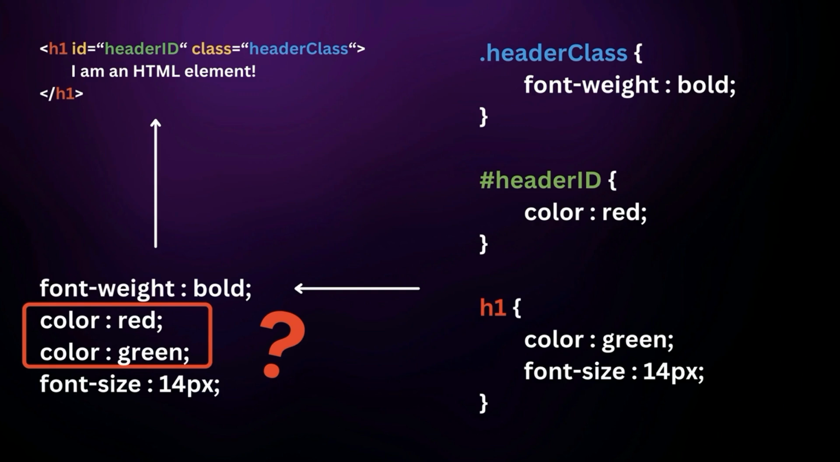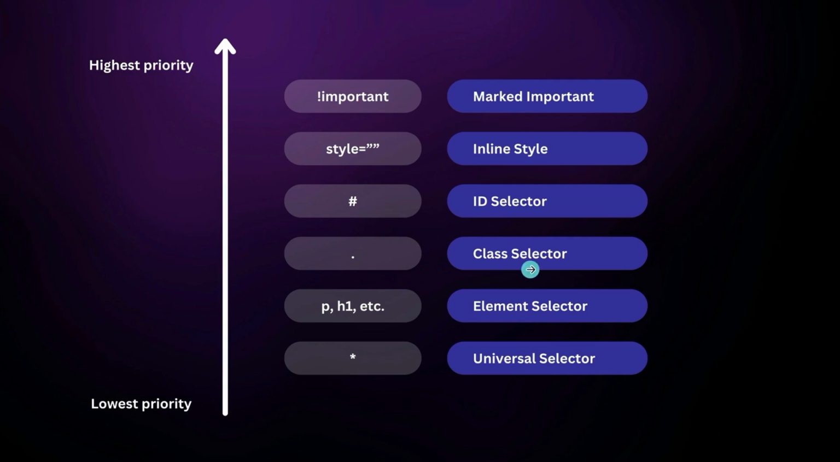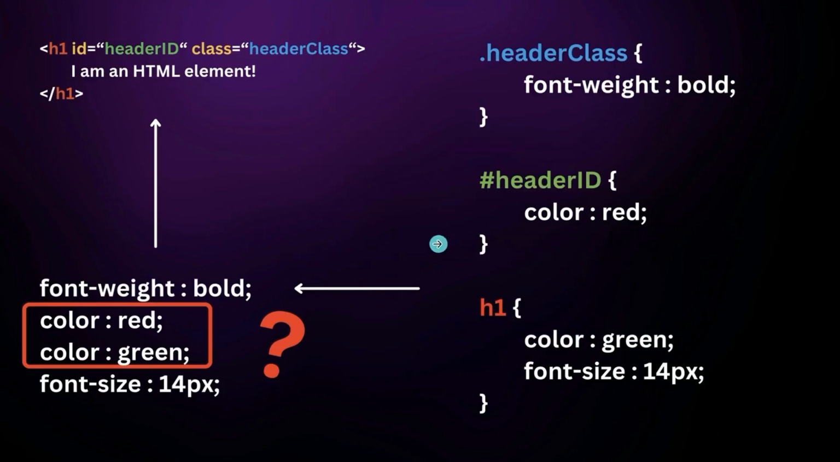So if we take into account our previous example, we can see that the color red comes from the ID selector and the color green comes from the element selector. And as you can see from our ordered list, the ID selector takes priority over the element selector. So at the end, this element is going to have the color red and it's not going to have the color green because the color red has a higher priority than the color green, so it's going to overwrite it.